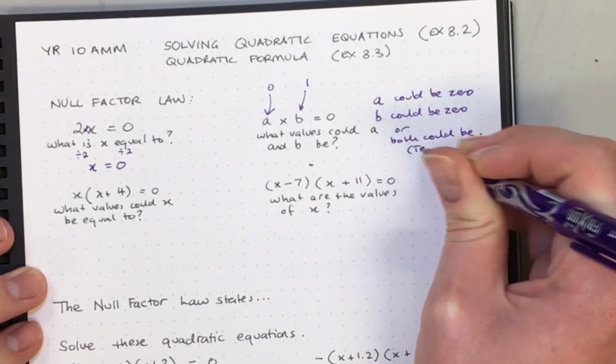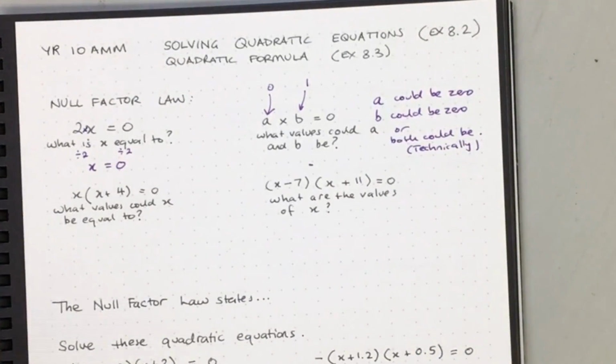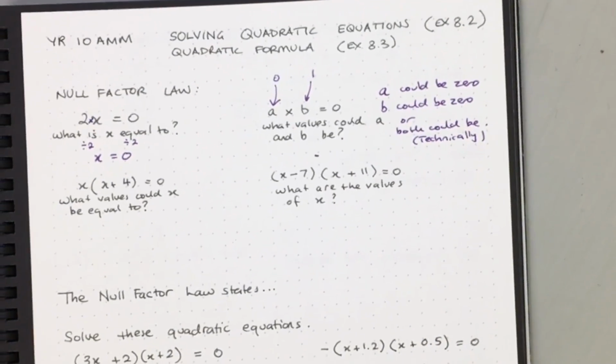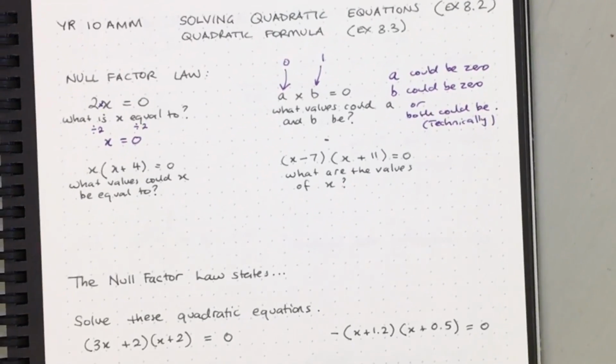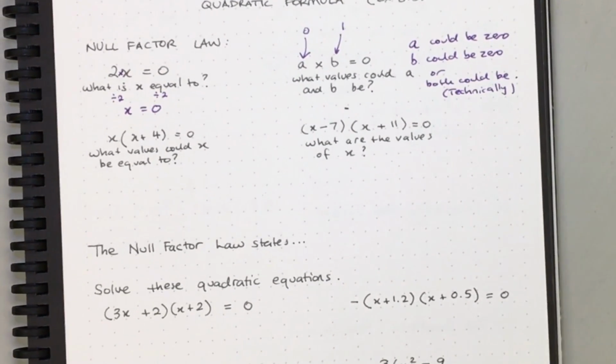And I'm going to put technically, because really, it shouldn't be, but it could be. Okay, so a could be 0, b could be 0, and if one is 0, the other could be any number. Doesn't matter which one is which.